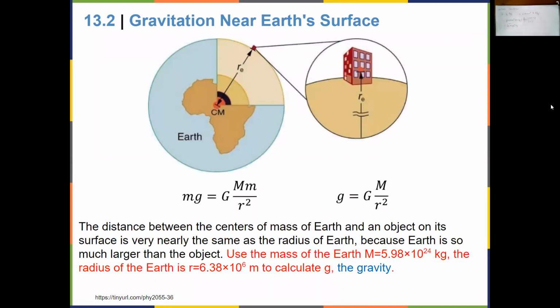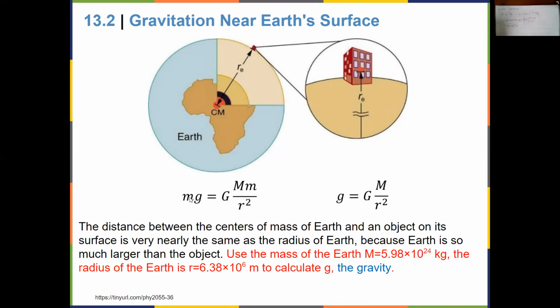All right. So I think one of the quantities we have been using quite often is the gravitational acceleration. Any object on the surface of Earth will experience a gravitational force, mg, and that's because the center of mass of the Earth and the center of mass of the object are separated by about the radius of the Earth. In that case, this mg gravitational force is equal to G capital M small m over r squared.